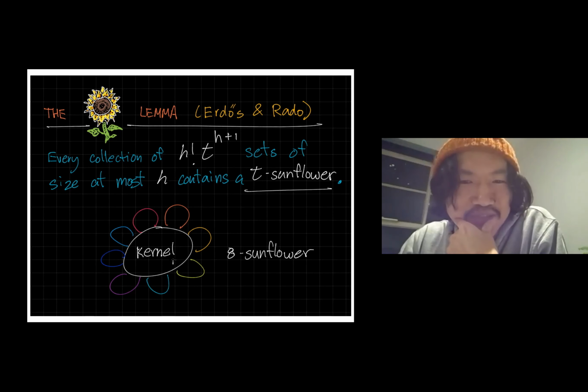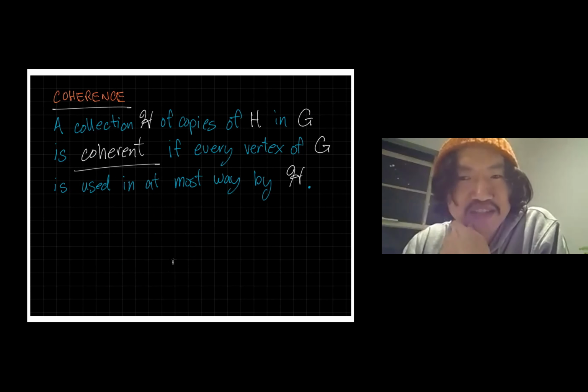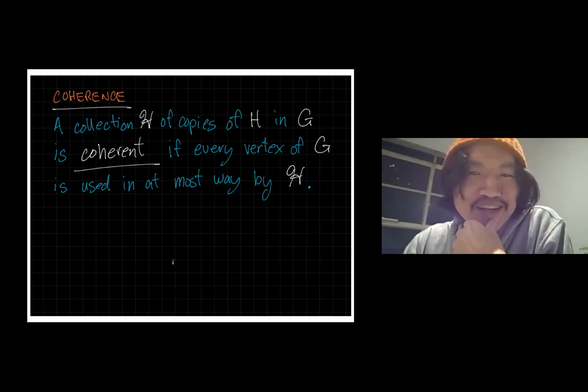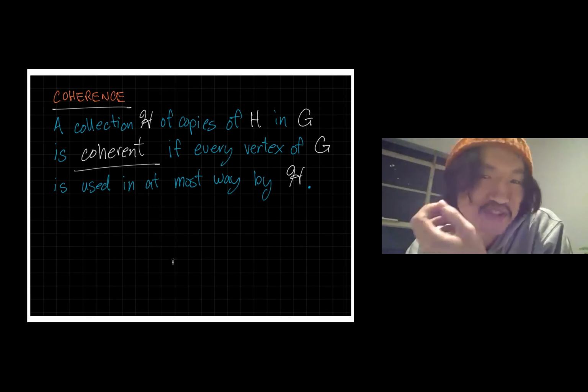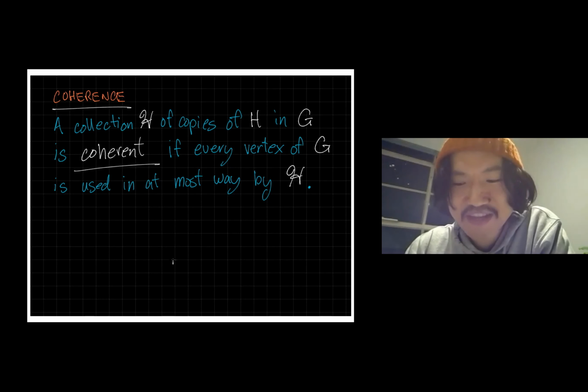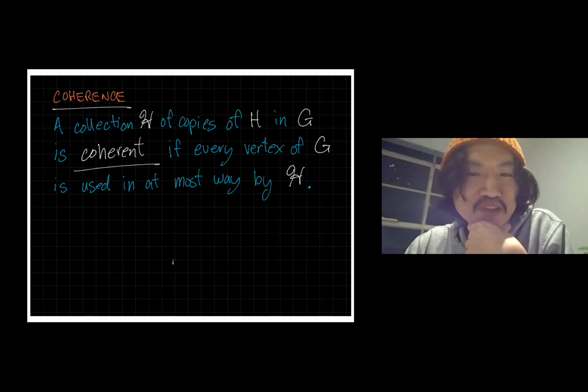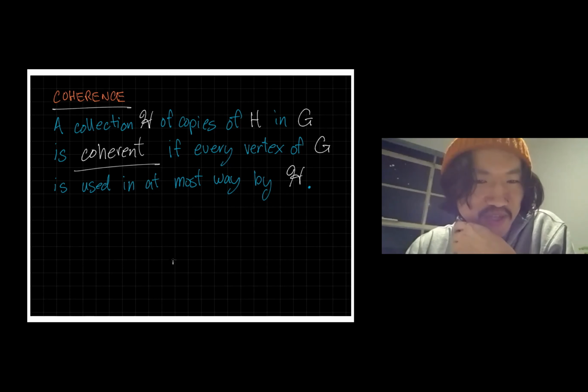And we want to apply the sunflower lemma to copies of H in G. But the thing is, copies of H in G have a bit more structure than just the structure of a set, right? These are actually subgraphs of G. So we can think of them as labeled sets where I label these vertices according to which vertex of H they come from, right? So the subgraphs are actually labeled sets. And this notion of coherence is another way that we can clean up copies of H. This notion of coherence says that a coherent family is controlled in the sense that each vertex is used in at most one way, right? So a picture will kind of make this clearer.